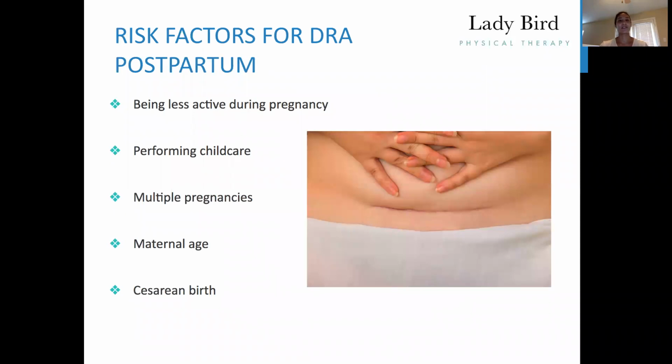So some of the factors that contribute to developing diastasis. One of the things, if you signed on early, Rebecca and I were talking about this, is really becoming a hot topic: being more active during your pregnancy is going to reduce the risk of developing a diastasis. More and more research is showing that you might have a wider separation if you don't exercise during pregnancy, or don't exercise as much.